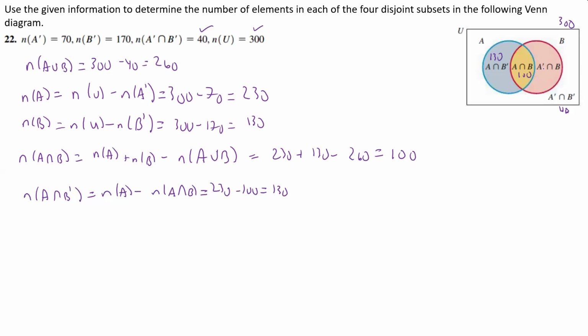And then the number in this one here, A complement intersect B, is going to be what? Well, that's the number in B minus the number in A intersect B. So that's going to be 130 minus 100, and that's going to give us just 30. So there it is, 30. Now let's add them all together to make sure we have everything. So we have 130 plus 30 is 160, 260 plus 40 is 300. So that looks to be the breakdown of this.